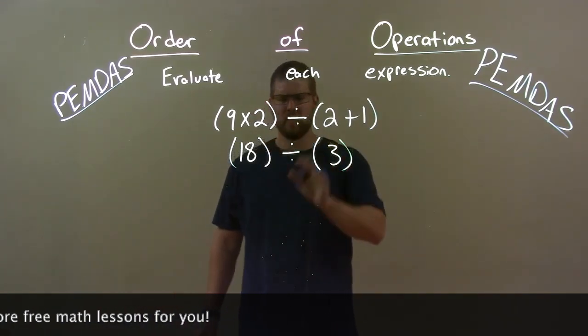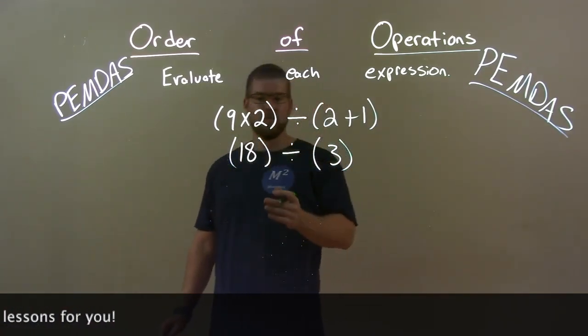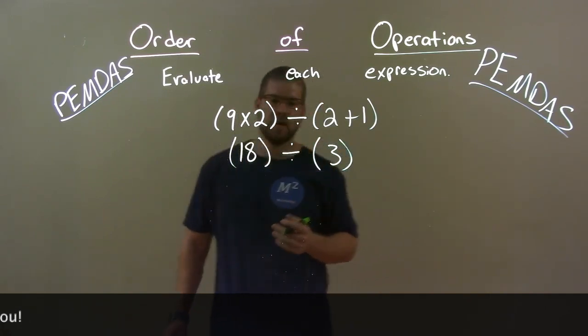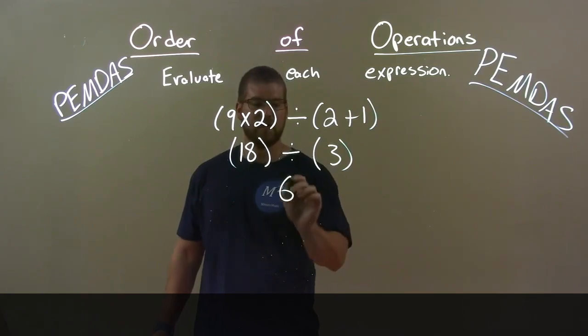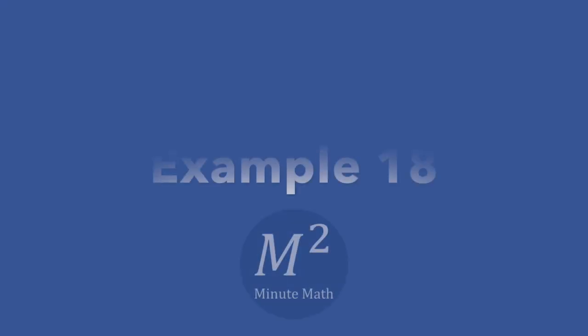Okay? So we dealt with each parentheses, and now we're left with 18 divided by 3. Well, that's easy, right? 18 divided by 3 is 6, so our final answer here is 6.